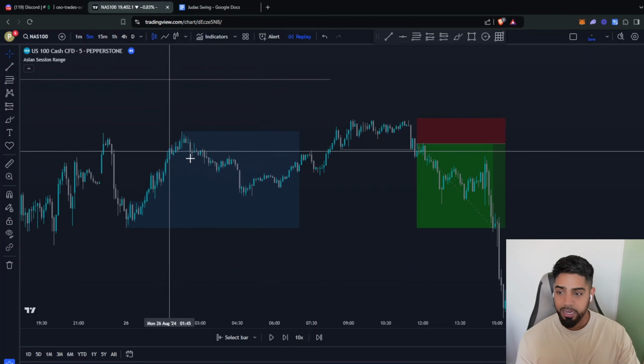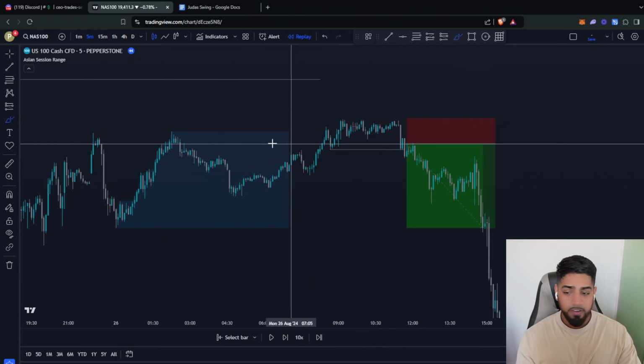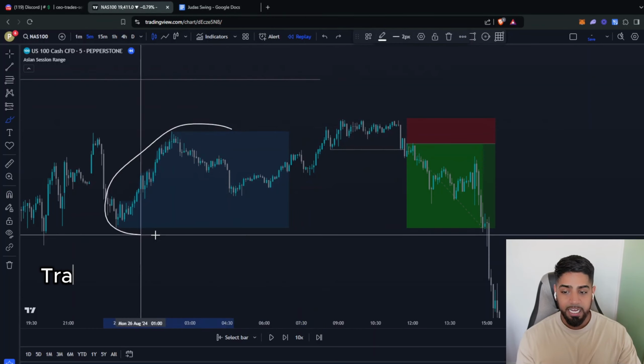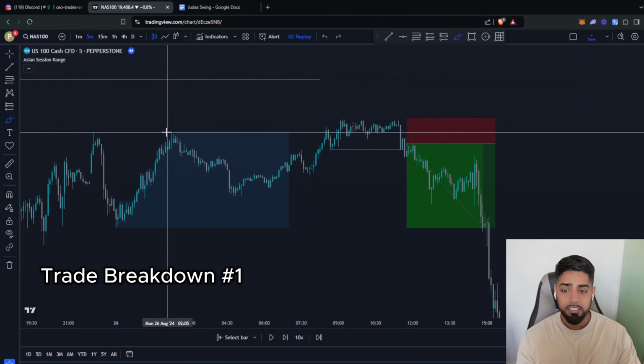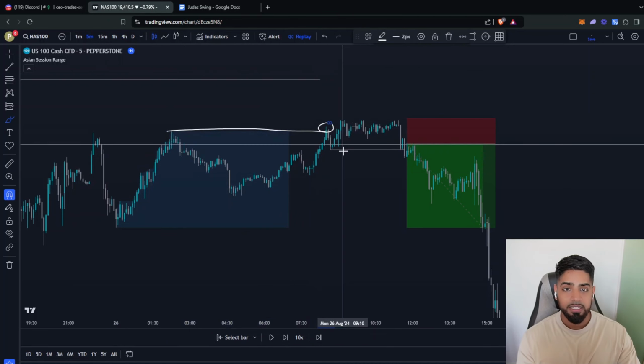We've got this trade on NAS 100 on Monday, the 26th of August. First and foremost, we had a sweep of the Asia high. Now this blue box again, as we all know, is the Asia session range, and we're waiting for a sweep of either the high or the low, and we get that sweep right there.